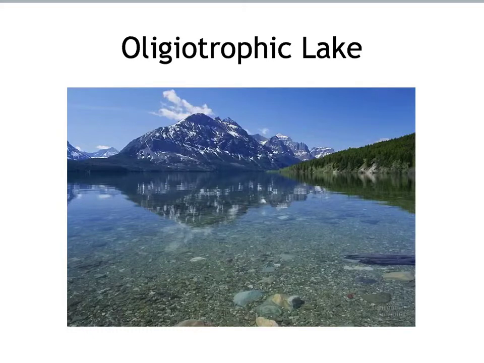This is an oligotrophic lake. Oligotrophic just means nutrient poor. They appear clear because they lack the phytoplankton and nutrients at the surface. Normally, they're very deep and very cold. You find them up in the northern areas. It's not like our lakes here because we do have so much life.